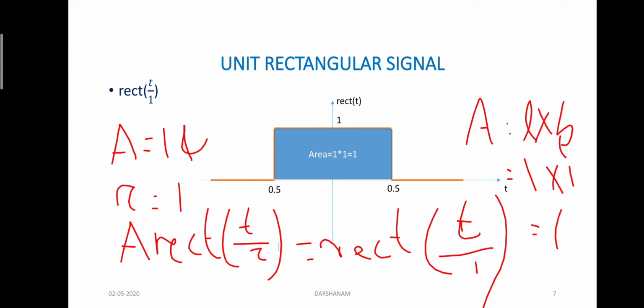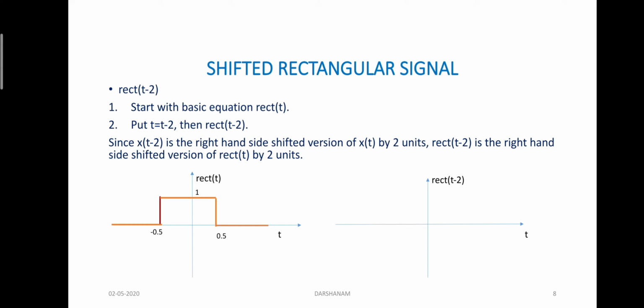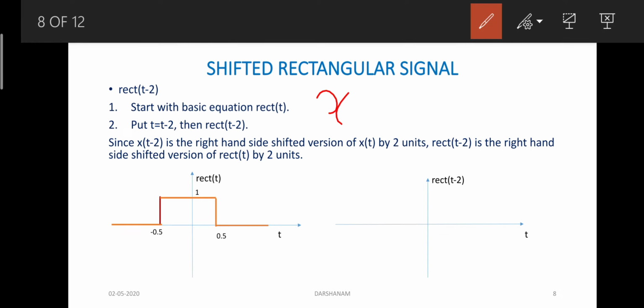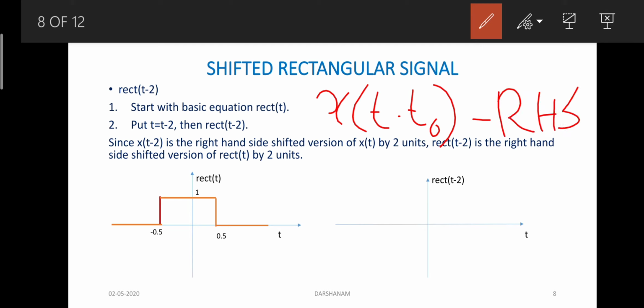Now let's do some shifting operations, that is rect of t minus 2. We know that x of t minus t0 means it will be the right hand side shifted version of x of t. That is, x of t minus t0 is the right hand side shifted version of x of t by t0 units. The same is the case for rect of t minus 2.